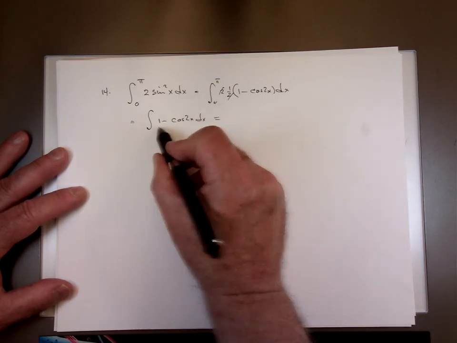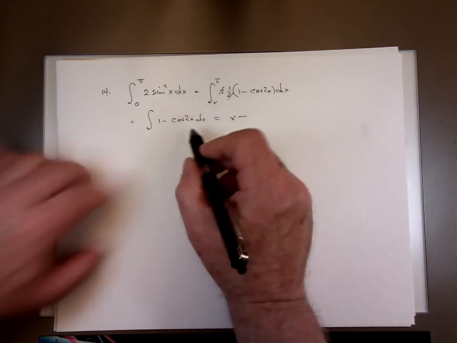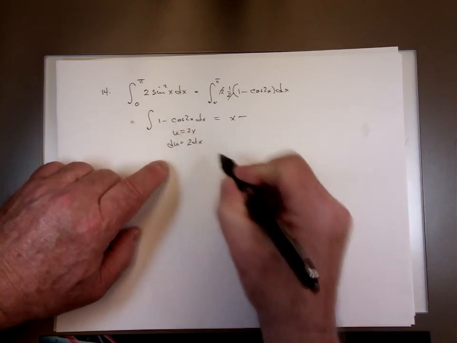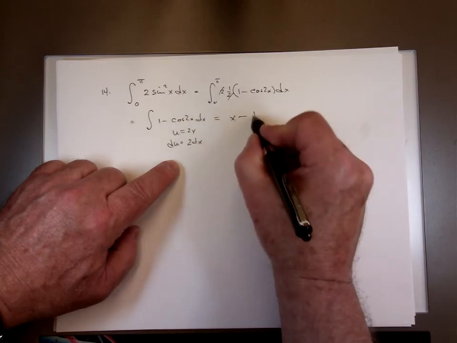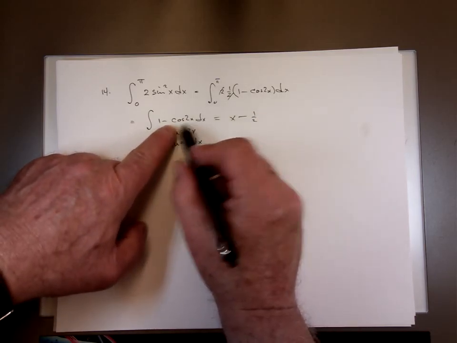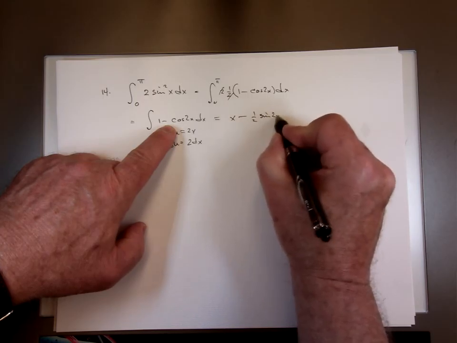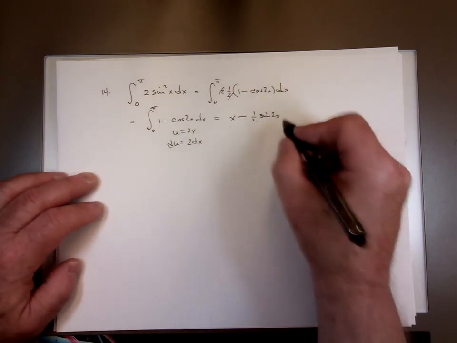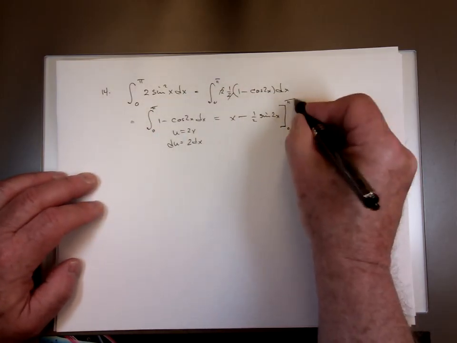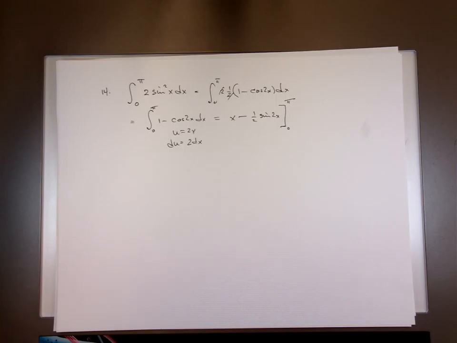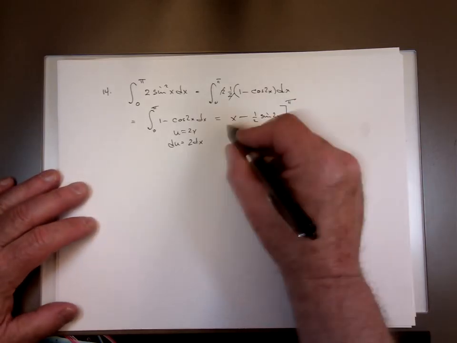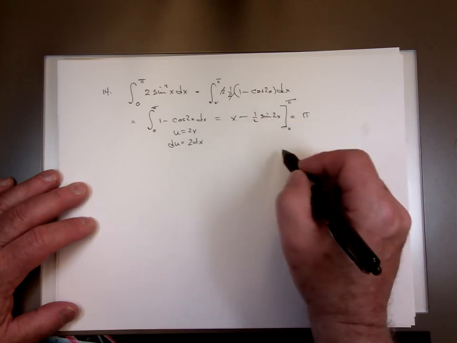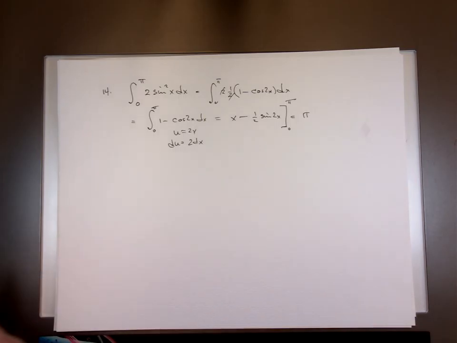Well, the integral of 1 is easy enough. That's just x. This is a cosine u form. U is 2x. The du is 2dx. So you're going to have to multiply by 2 and by 1/2. The integral of cosine u is sine u, and you're going from 0 to pi. Now, the sine of 2 pi is 0. Put in 0, you get 0. So for 14, the answer is pi, apparently.